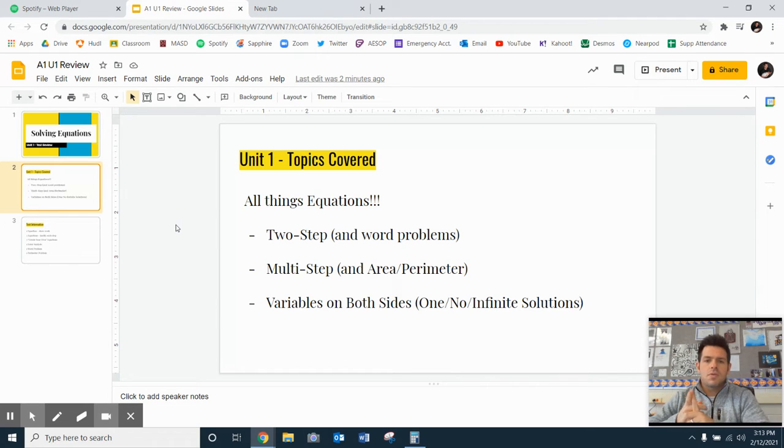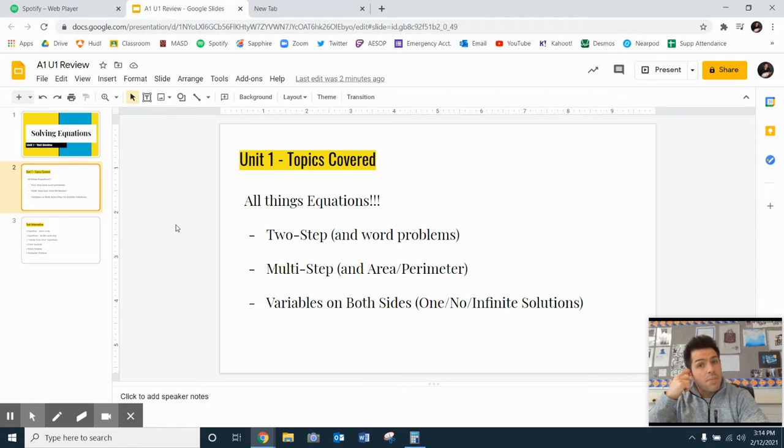So we've talked about two-step equations and the word problems that come with that. We know that words like each, every, per are our rate words, and they're going to be attached to coefficients and variables. That will help us kind of understand that. We've had multi-step equations where we've had to distribute, combine like terms, or potentially do both, and the area and perimeter problems that come along with that.